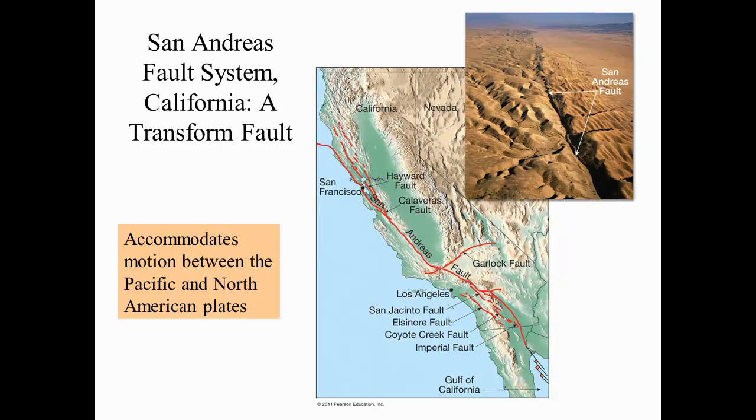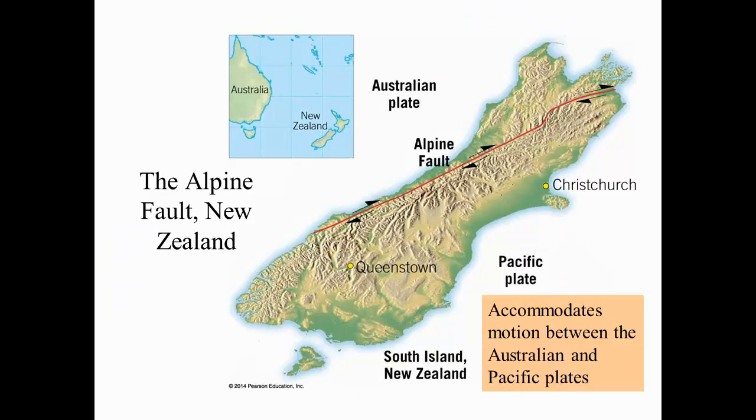Now, not only is the San Andreas a strike-slip fault, it's also a transform fault because it actually accommodates motion between the Pacific and North American plates. Another good example is the Alpine fault of New Zealand, another transform fault that occurs on land. In this case, the Alpine fault accommodates motion between the Australian and the Pacific plate.